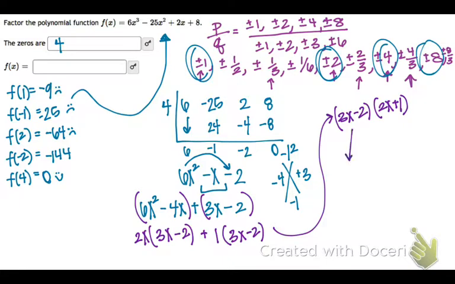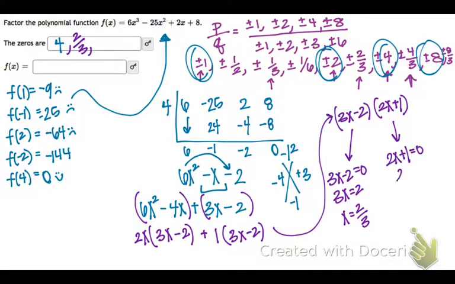You can set those both equal to 0. For this one, we'd get 3x equals 2, so x equals 2/3. So that's another one of our zeros. For this one, I'm going to have 2x plus 1 equals 0, so 2x equals negative 1, so x equals negative 1/2.